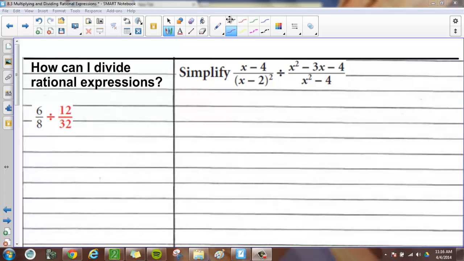Now let's talk about how to divide rational expressions. Take a look at this. Well, I mean, it kind of is an expression. We're going to divide this. Now, remember, when you divide, there's a trick to it.